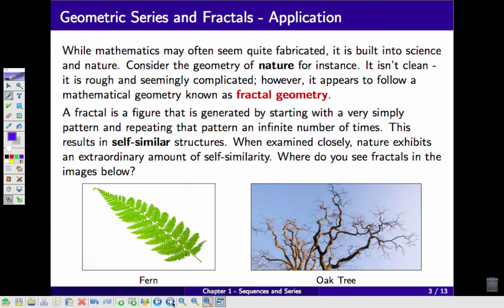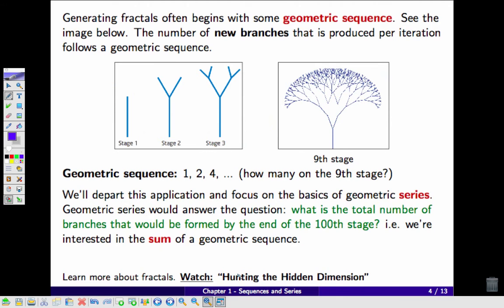Now, I'm not going to get into this, but it is fascinating. I've spent quite a great deal of time studying fractal geometry. Here is just a very, very brief outline of how geometric series is involved in fractals and fractal animations and so forth. So take a look at that. It's very cool, and watch this little documentary at the bottom here, which is really cool.